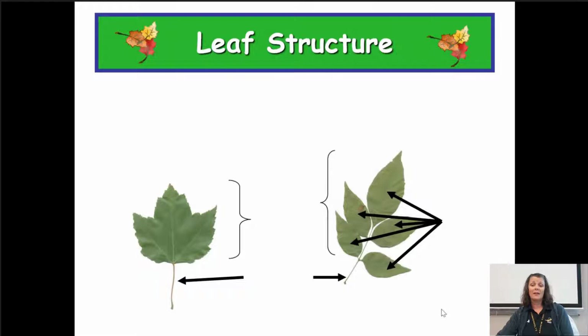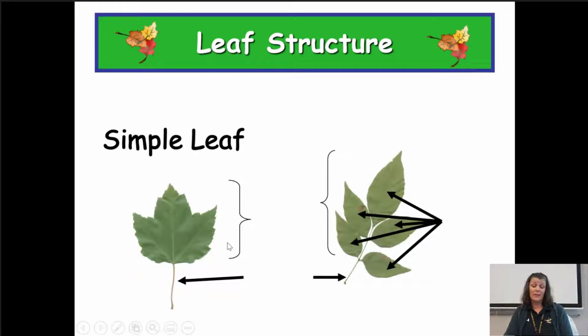How many said 2? Probably none. How many said 6? Yeah, that's what I thought. Because you probably counted each of these as a leaf, but in reality, these are called leaflets. And they are working together to make one leaf.